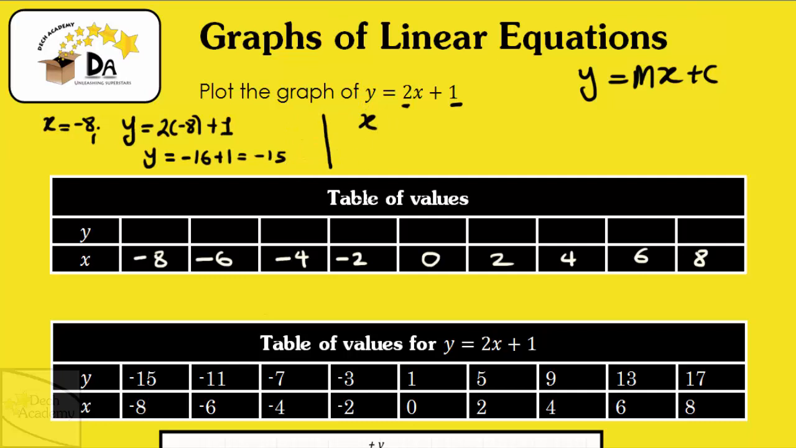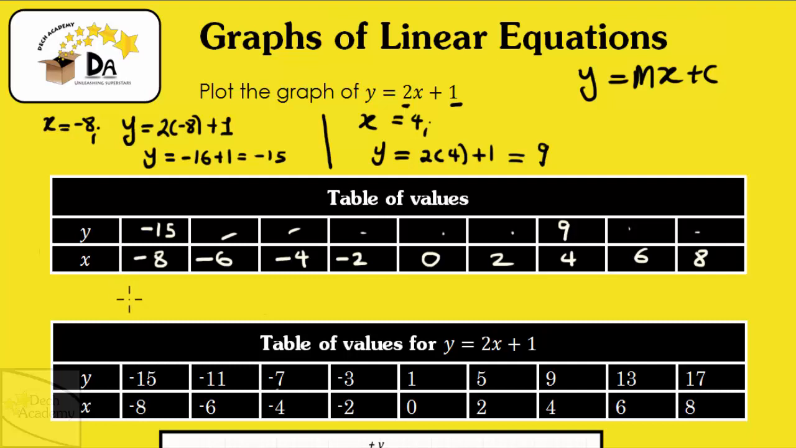Let's try another one. When x is 4, the corresponding y value is given by 2 times 4 plus 1, which is 2 times 4, 8, plus 1, 9. So I'm just going to fill in the ones we've shown. When x is -8, y is -15. When x is 4, y is 9. And if I do so for the other values, I get this table here. So all we did was replace x in the equation with its value to determine the corresponding y value.